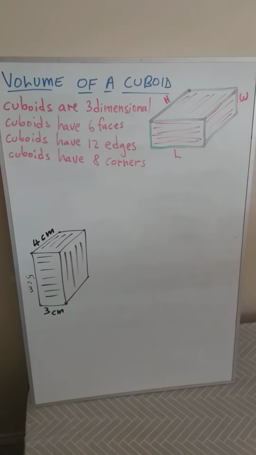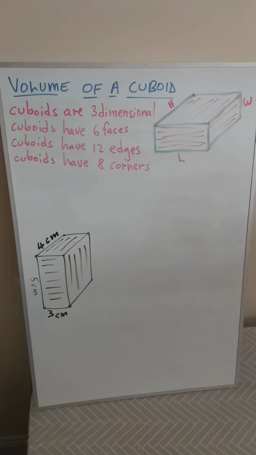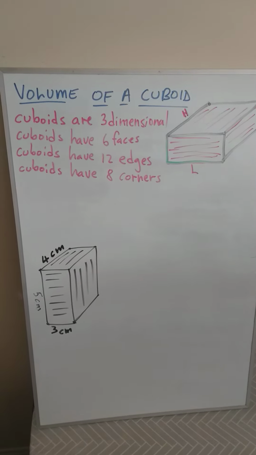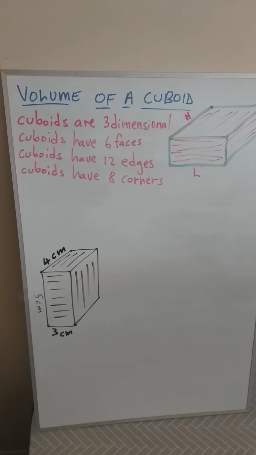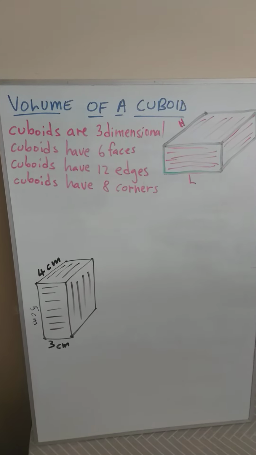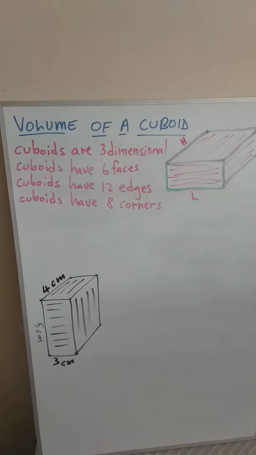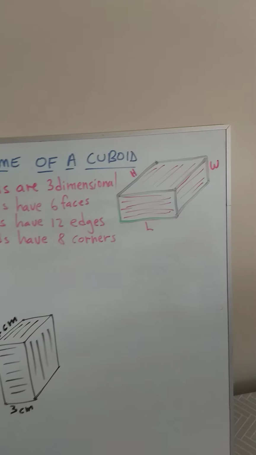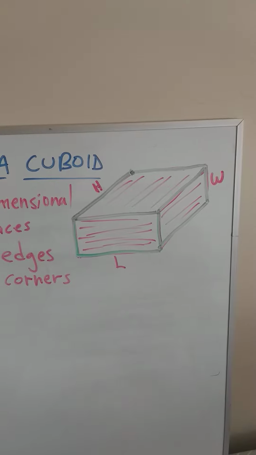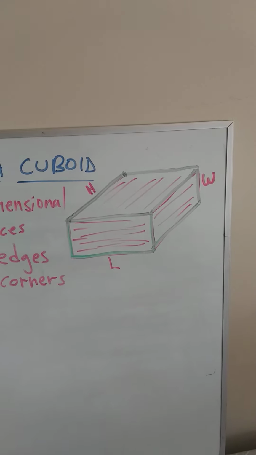In this video we are learning about volume of a cuboid. Cuboid means it has got 6 faces. Cuboids have 12 edges. Cuboids have 8 corners. Cuboids are three-dimensional, so they are three-dimensional figures. Imagine that as a block of wood or a block of cheese.